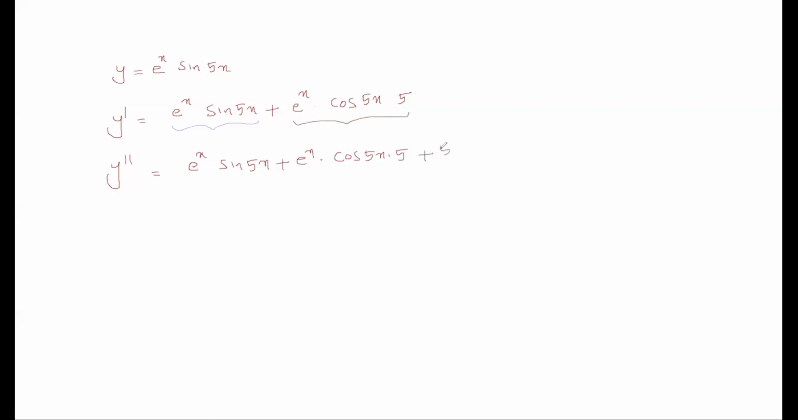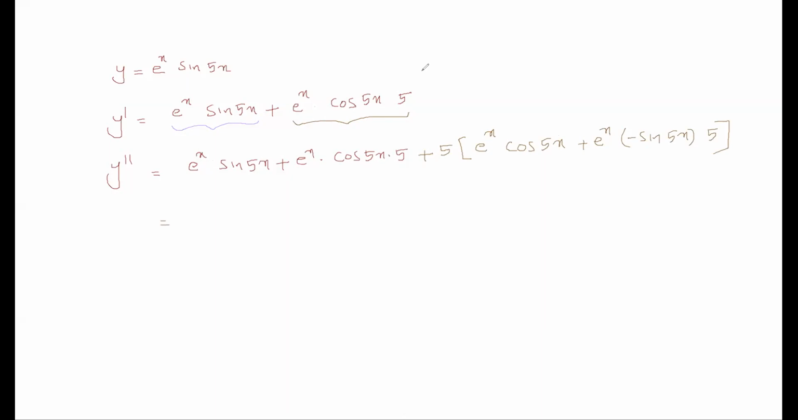Then plus 5 is a constant, you can take it outside. Then again e to the power x into cos x, again product of two functions, derivative of first into second plus first into derivative of second, cos 5x minus sin 5x into 5.